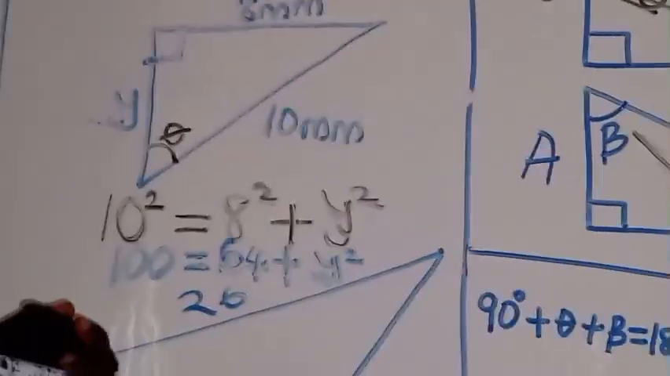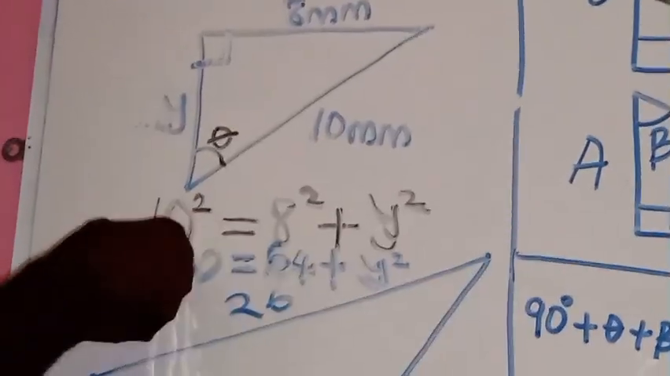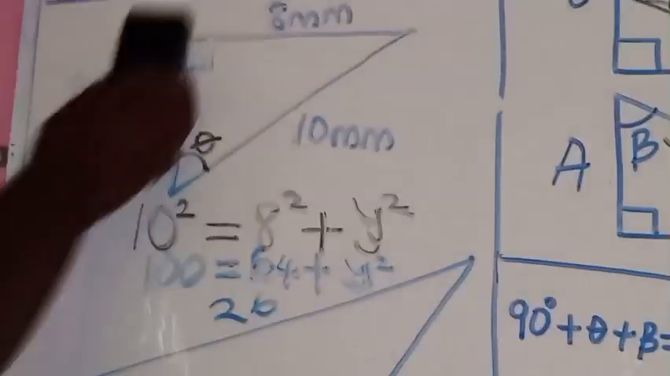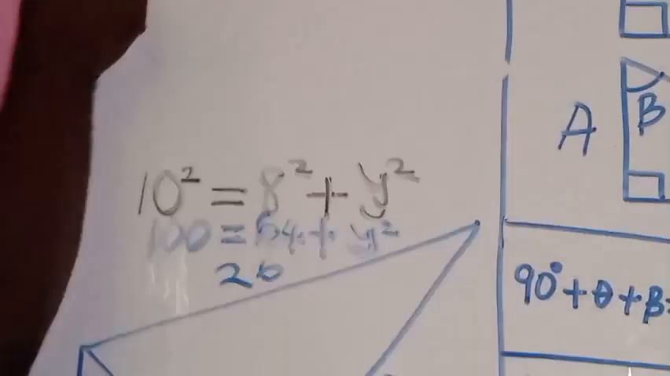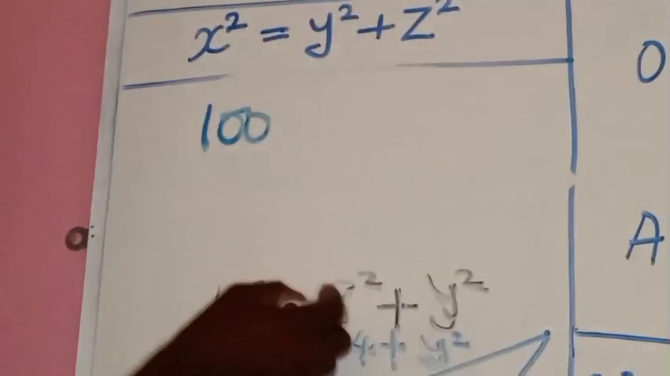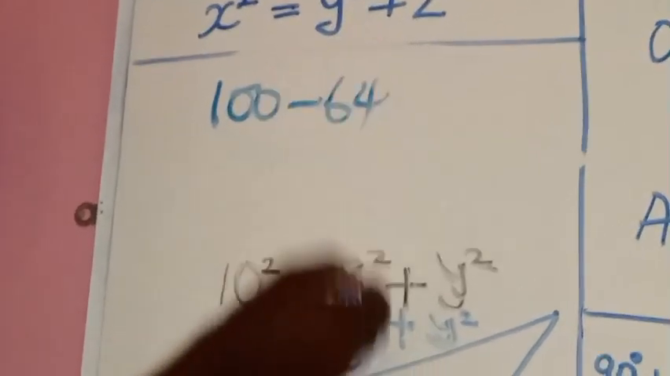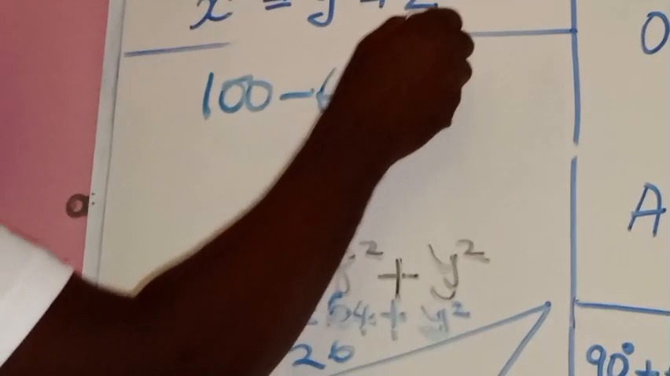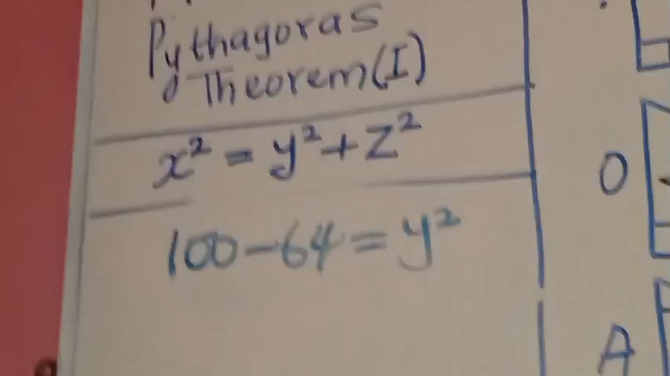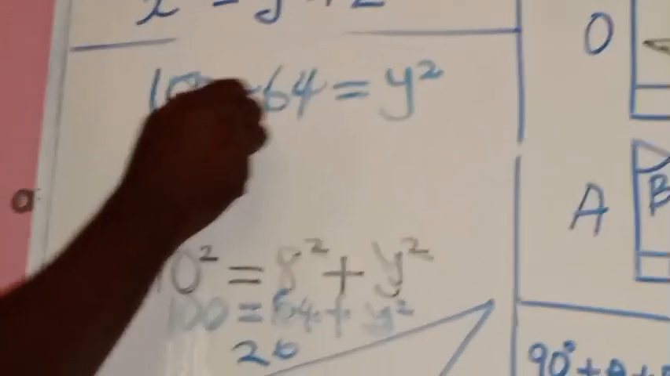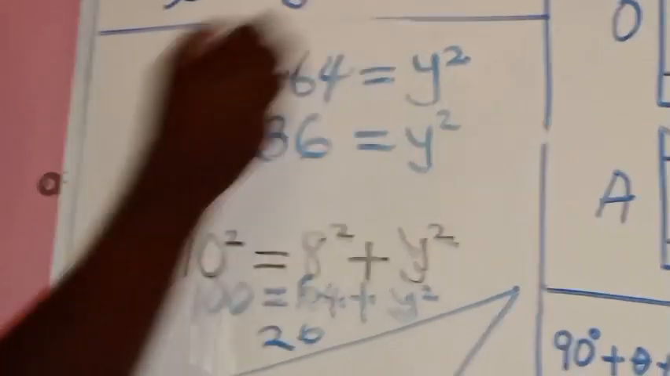So what are we doing now? You are looking for y. You take this 64 to the other side. You collect like terms, so I want to clean this. So what we have left is 100 minus 64 equals y squared. Can you see that? Now, what is 100 minus 64? That gives you 36 equals y squared.